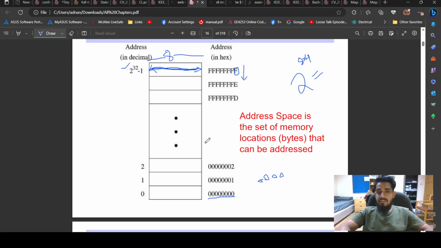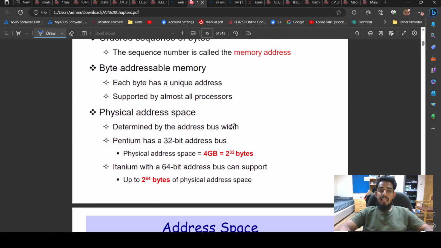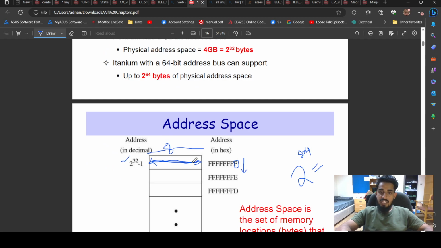So we can address 2 raised to the power 32 locations. Because counting starts from 0, that's why here it is minus 1. Each digit consists of 4 bits, so 8 into 4 is 32. And this is byte addressable memory, because each byte has a unique address. As I told you, this is one byte, this is another byte, and this is another byte.